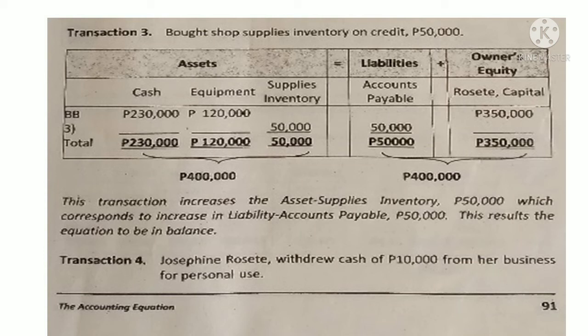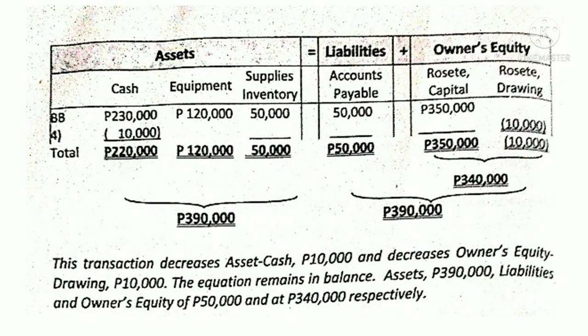So for transaction 4, Josephine Receipt withdrew cash of 10,000 from her business for personal use. So okay, so ang beginning balance atong cash, di ba? 230,000 pesos, then ang equipment nga 120,000 pesos. Supplies inventory is 50,000, accounts payable 50,000, then total owner's equity is 350,000 pesos. So karon, no, naa siya drawing, pasabot nag-withdraw siya og kwarta for the personal use of Receipt. So nahitaboan no, syempre nagkuha siya sa iyang cash. So nakuha ang cash og 10,000. So nahimo na lang 220,000 pesos.